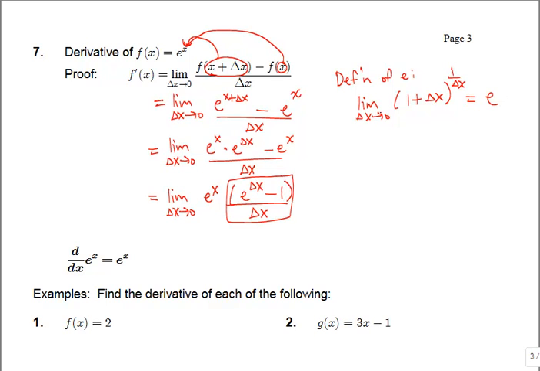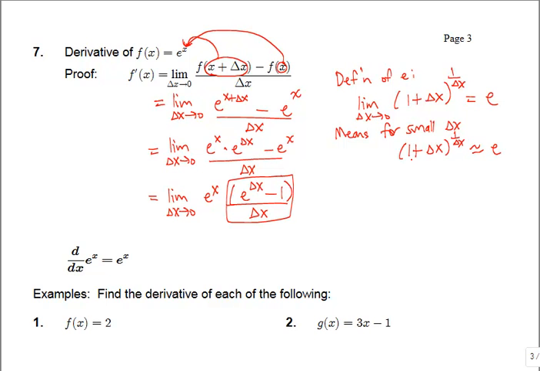And what it means is that since this is a limit, for small delta x's, so when these delta x's get really close to 0, that means that 1 plus delta x to the 1 over delta x should be pretty close to e. So this limit being true means that for really small delta x's, this expression on the left side should be really close to what e actually is.